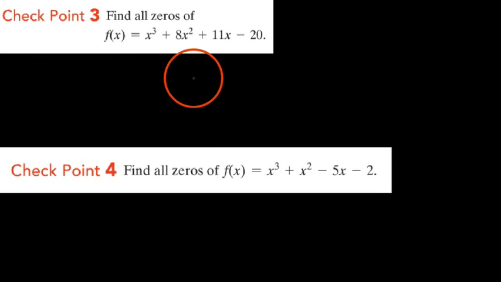Okay, YouTube, in my last video we looked at the rational roots theorem, and in this video we're going to put it to use in finding the zeros of a couple of polynomial functions. So we've got a couple of third degree functions here that we're going to solve for the zeros of.